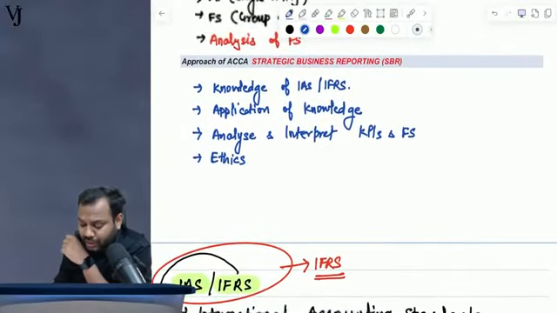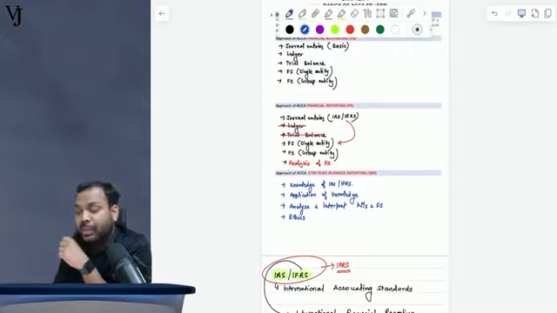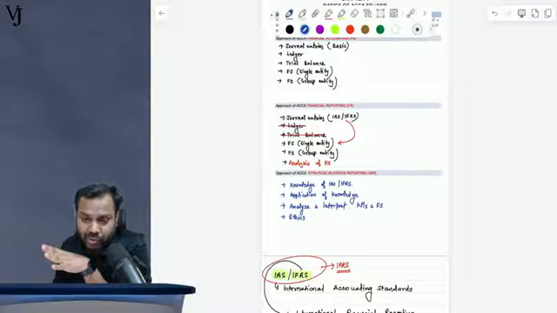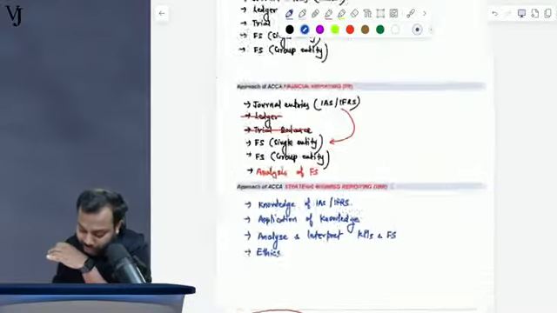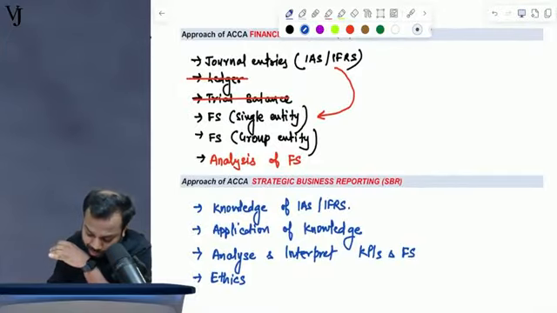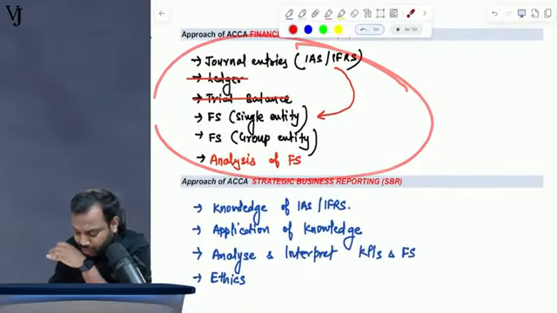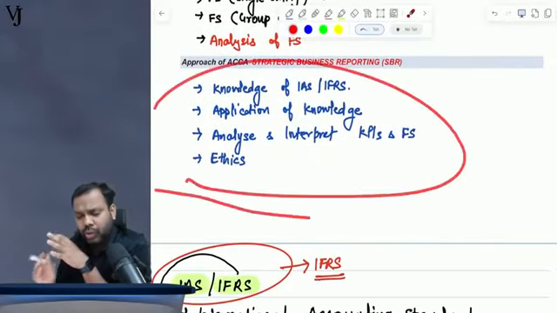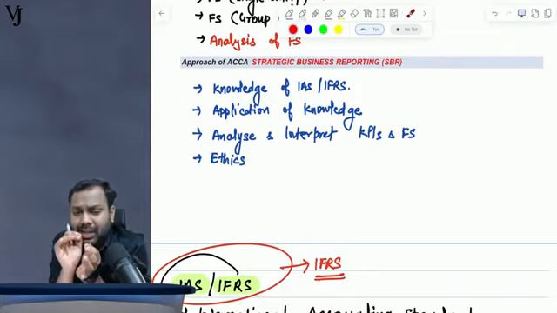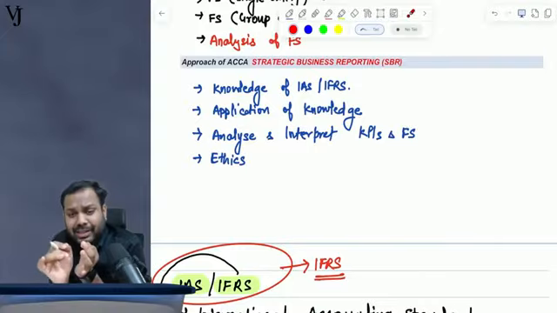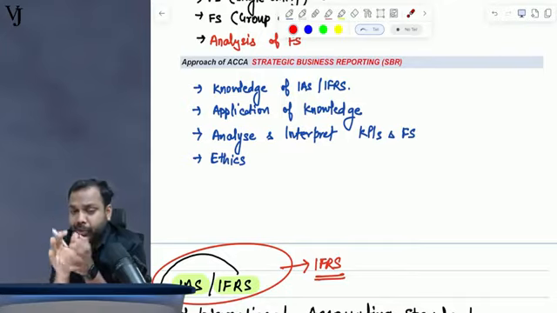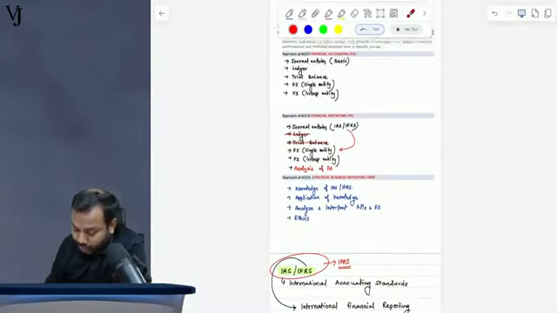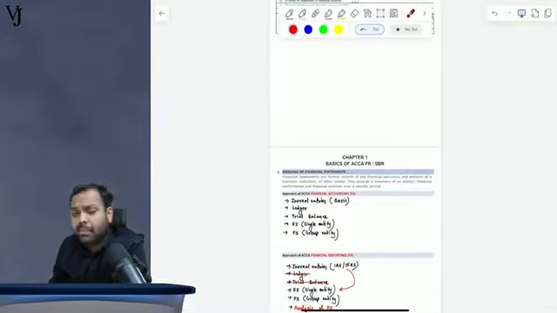So this is the difference in expectation that ACCA has at three different levels. If you are an FR student, this is what is expected of you, and if you are an SBR student, this is what is expected of you. So don't worry. I will be covering each and every single thing in my classes in depth. Okay, so tell me guys, can I move forward?